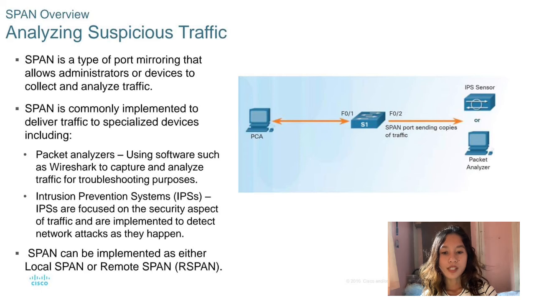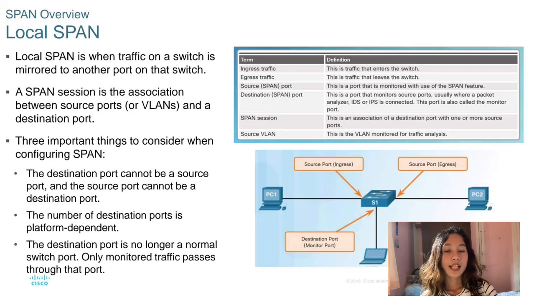Intrusion prevention systems. IPS are focused on the security aspect of traffic and are implemented to detect network attacks as they happen. SPAN can be implemented as either local SPAN or remote SPAN. Local SPAN is when traffic on a switch is mirrored to another port in that switch. A SPAN session is the association between source ports and the destination port.